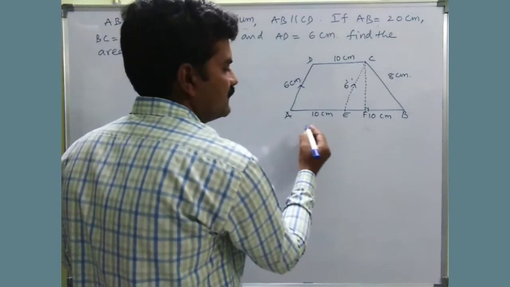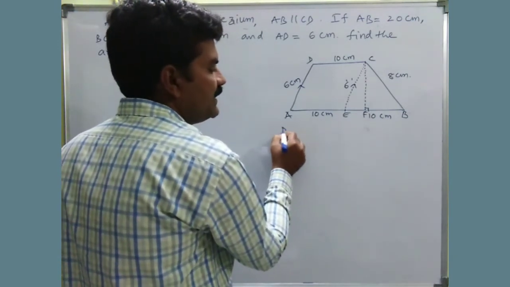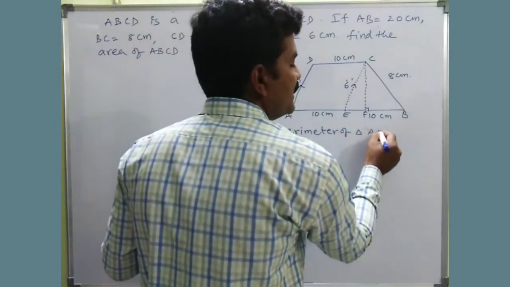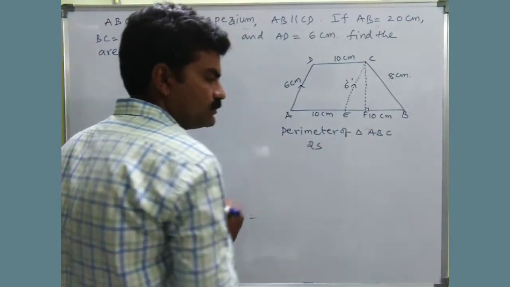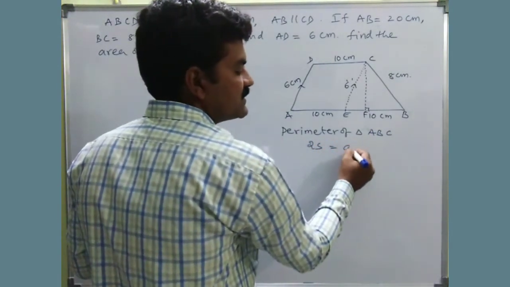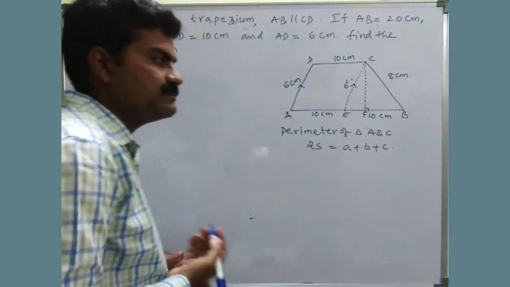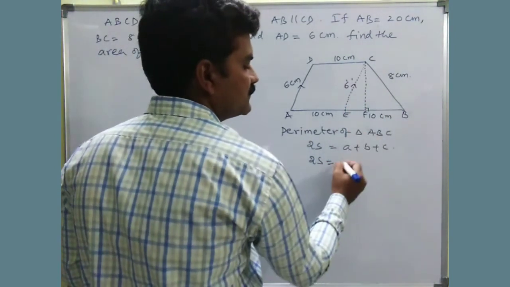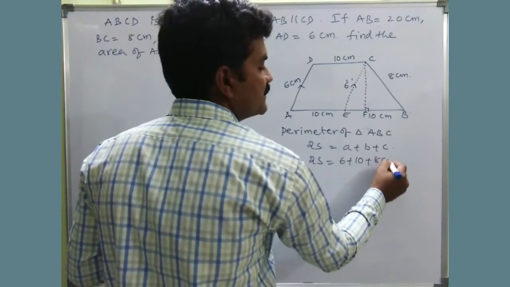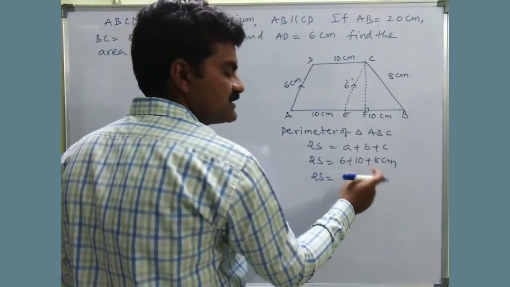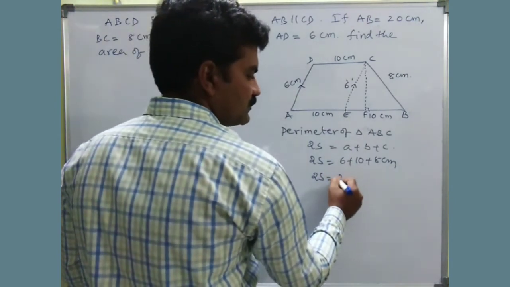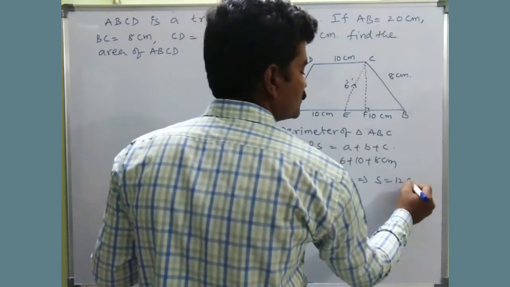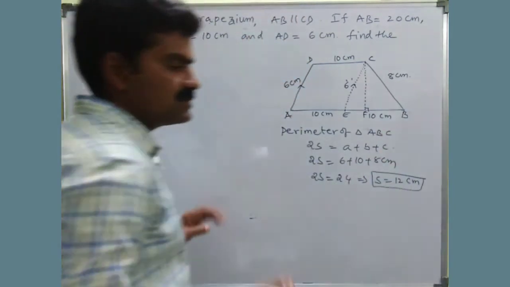So do one thing. I want the perimeter of triangle ABC, usually denoted by 2s. So perimeter is equal to the sum of the sides a plus b plus c. Hence 2s is equal to the sum of the sides, no? 6 plus 10 plus 8 centimeters. So 2s is equal to 24, 18 plus 6, 24, and from this s is equal to 12 centimeters.